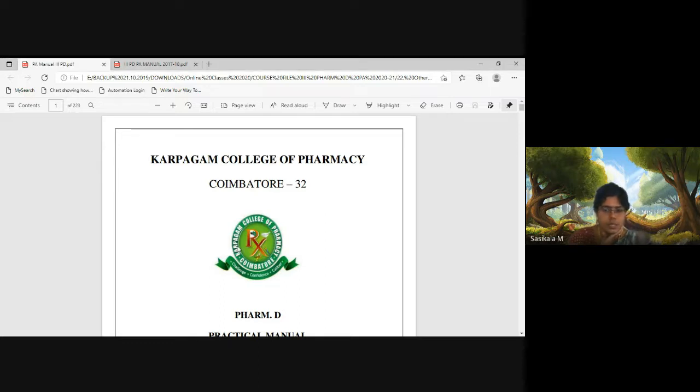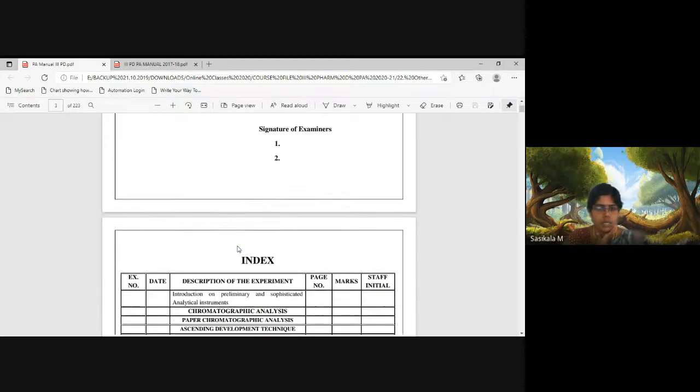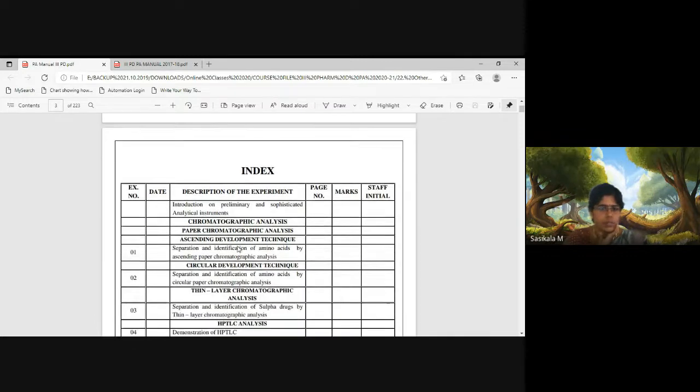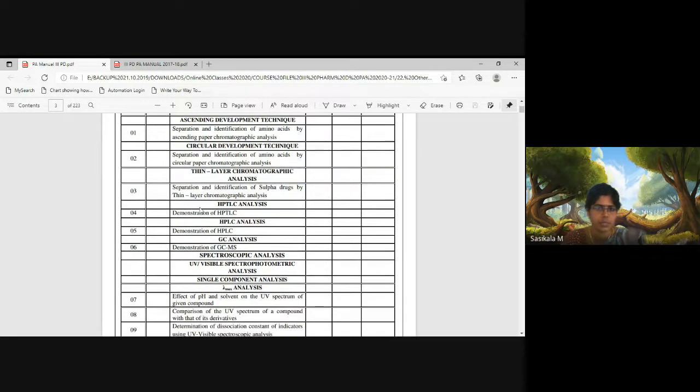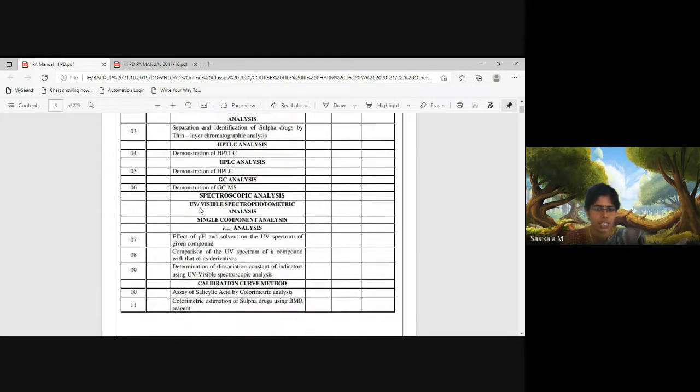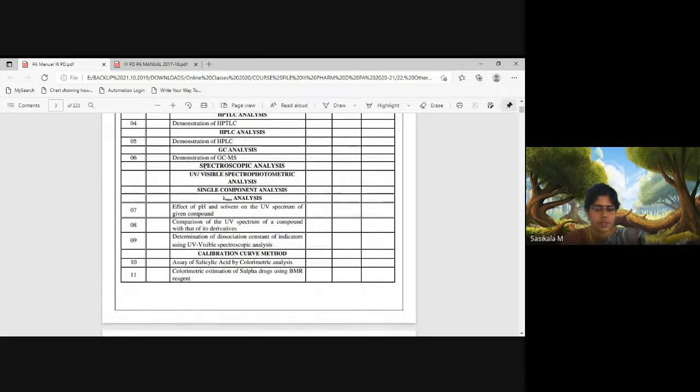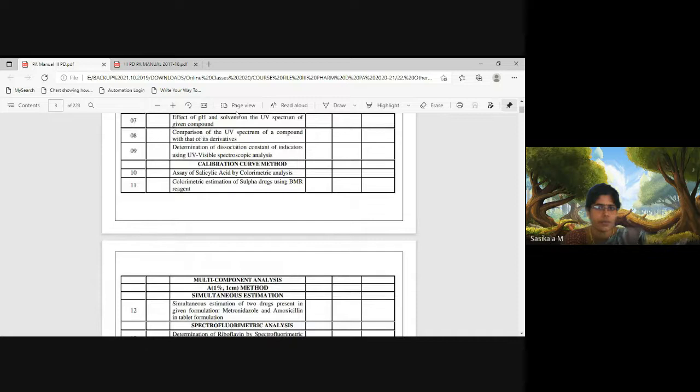Okay, now let's see about the practicals covered and what are the practicals to be covered. You have learned about ascending paper chromatographic analysis, circular paper chromatography, thin layer, HPLC and HPLC. Only GCMS is left that I will give you in the forthcoming classes. For the exam, you have covered the effect of pH and solvent on the UV spectrum of a given compound.